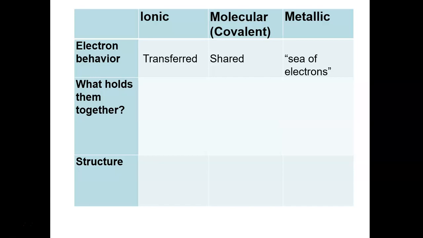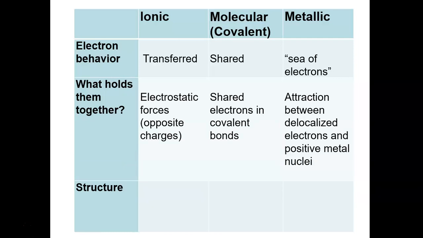So what holds ionic substances together? That would be charge. If you want to be super fancy, you could say electrostatic forces. Covalent compounds are held together by the shared electrons in covalent bonds, and metallic substances are held together by the attraction between the delocalized electrons, or free-moving electrons, and the positive metal nuclei.